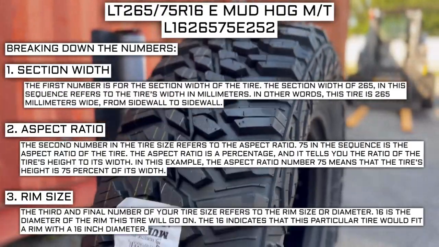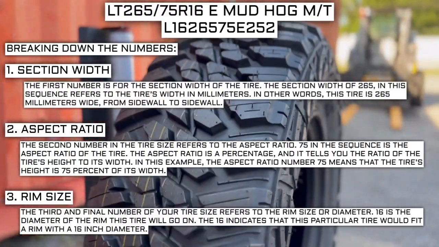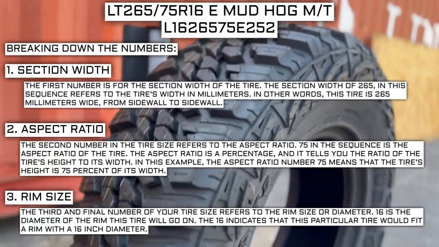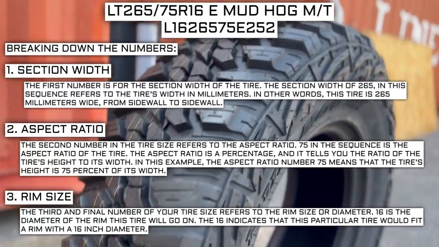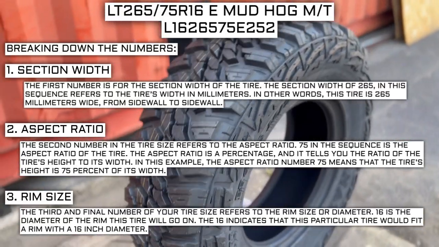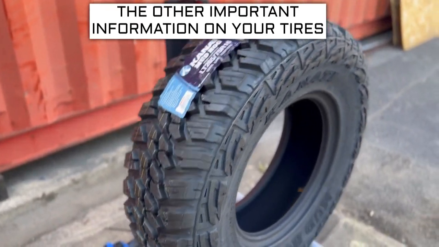So for example, if you find a fantastic deal on a set of 265/70R17 tires, you absolutely cannot use them in place of your current 265/70R16 tires, unless you are actually changing the rim size also from 16 to 17. Now, let's get into the other important info on a tire.